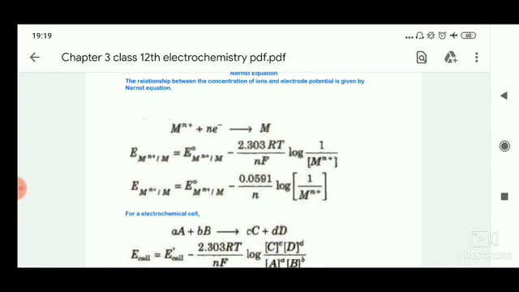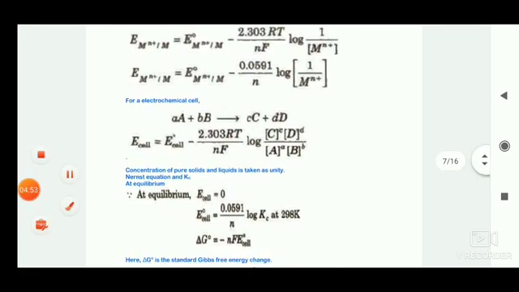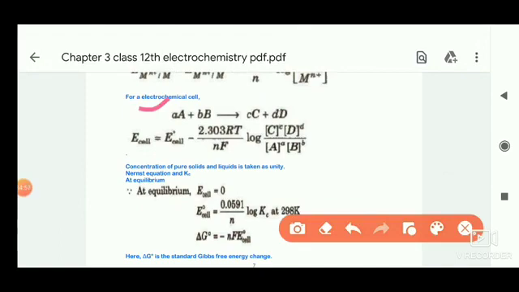For an electrochemical cell, if we talk about any reaction aA plus bB gives cC plus dD, small a represents the number of moles and capital A represents the element. Small a, small b, small c, small d represent the number of moles. So for this reaction, E cell will be E naught cell minus 2.303 RT by nF log [C]^c [D]^d upon [A]^a [B]^b, as I told you.